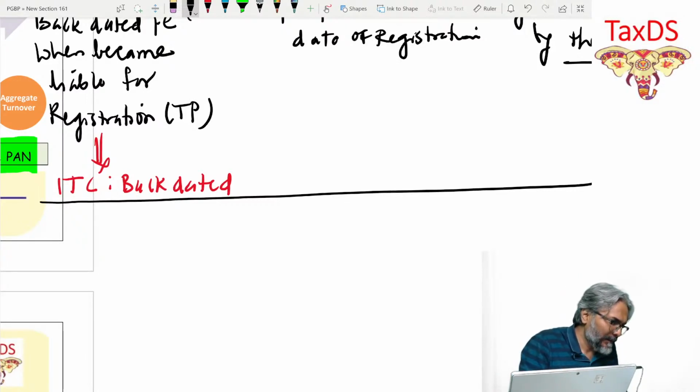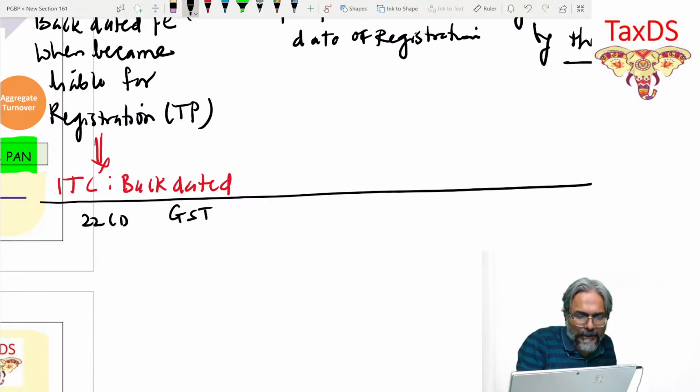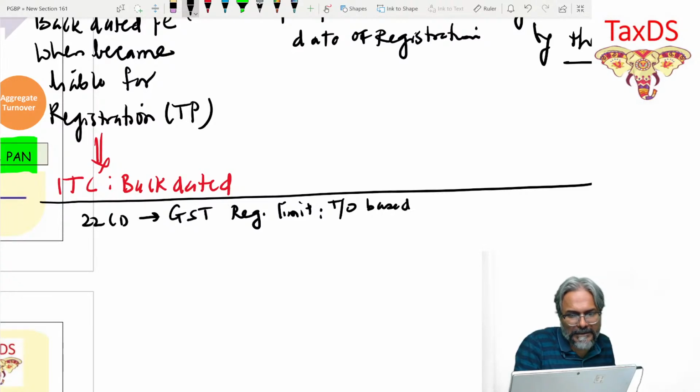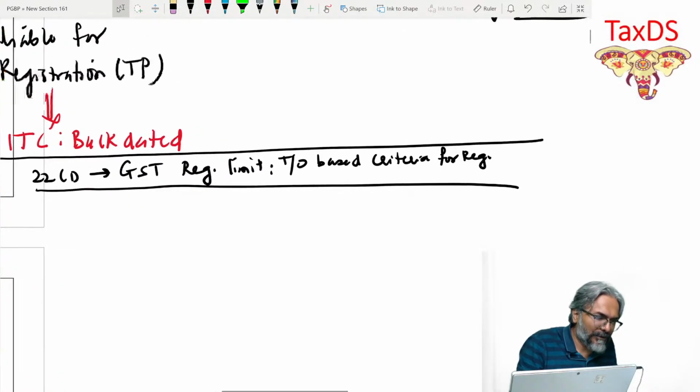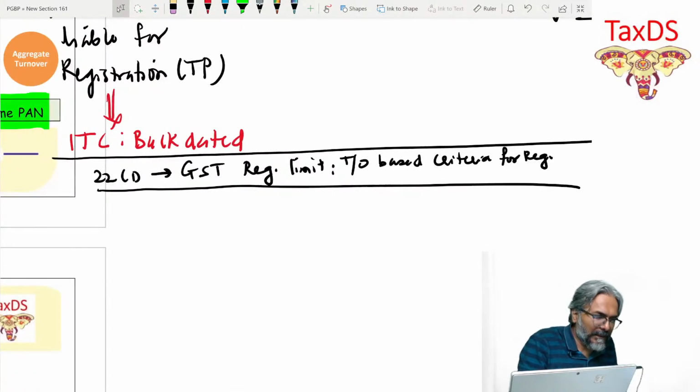In this context, GST 20 to 1. Give the step 20 to 1. GST registration limit. That is the turnover based criteria for registration. So what is that particular turnover based criteria for registration, students? Over here, for the goods and for the services, there are two separate limits under play.